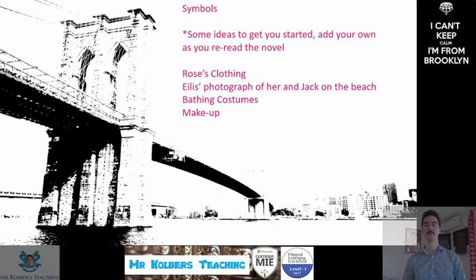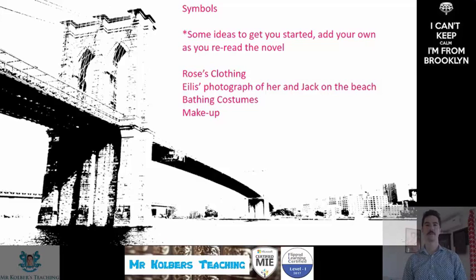Eilis's photograph of her and Jack on the beach, towards part 4 of the book, becomes something that's referred to a number of times, but not throughout the book. Then bathing costumes, and there's a little bit of consternation about how good she'll look in it and which one she'll wear. This happens over a couple of parts, but again, it's not important enough to be a motif. And makeup, which is mostly mentioned towards the start of the book when they're on the journey to America.